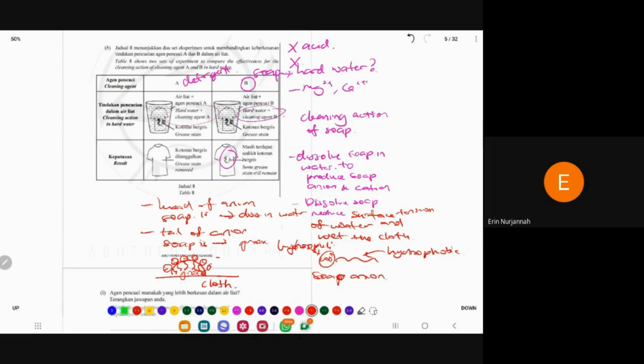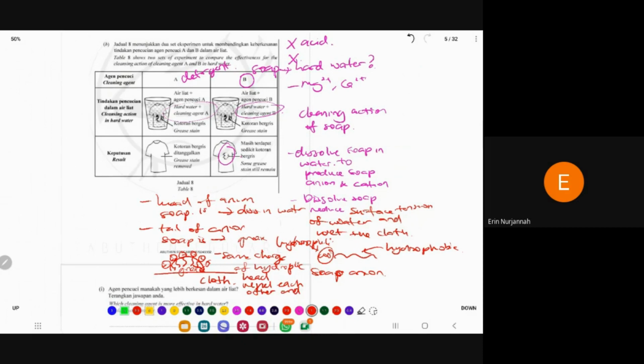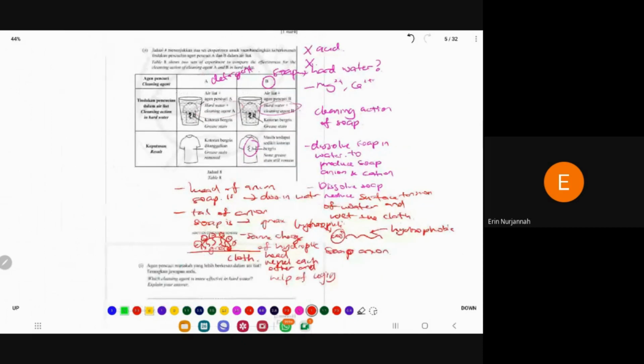Then you say, same charge of the hydrophilic head repel each other. And with the help of agitation, the grease lifts up. The grease, or put in a bracket, the stain, lifts up from the clothes and forms an emulsion.